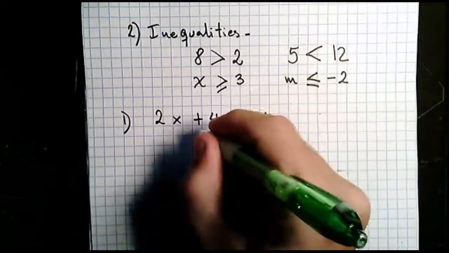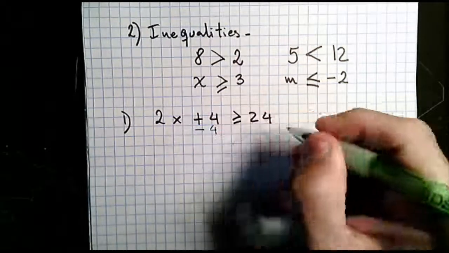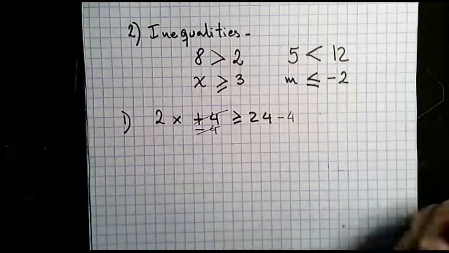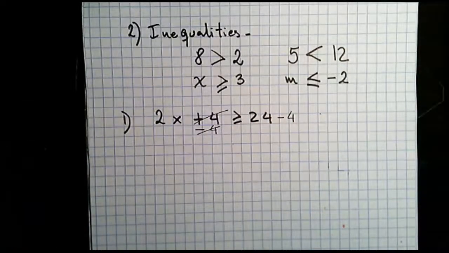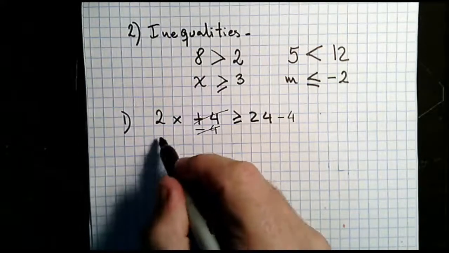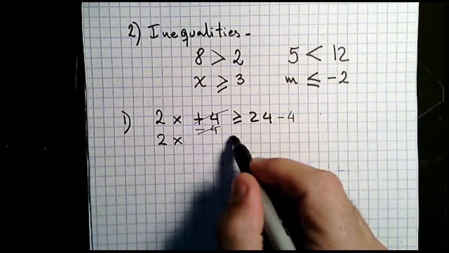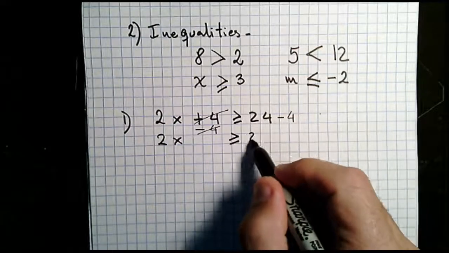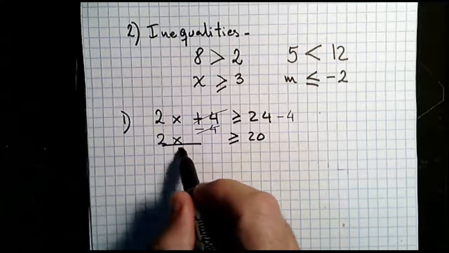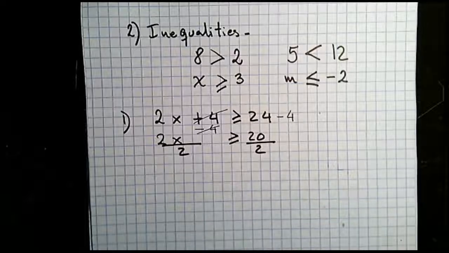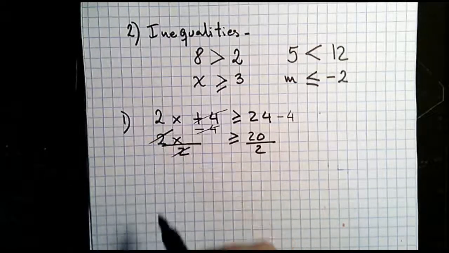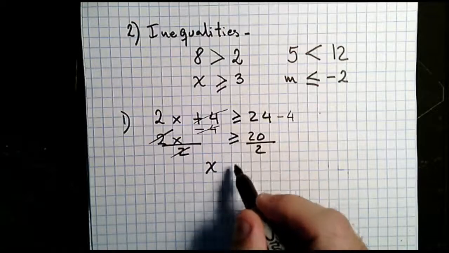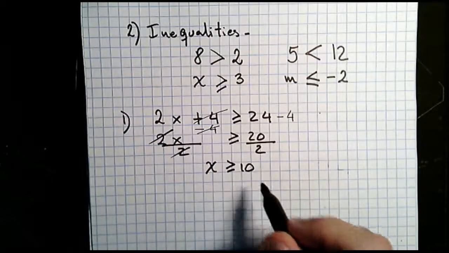So I will subtract both sides by 4. Then positive 4 and negative 4 cancel out. Then we will have 2x still greater or equal than 24 minus 4, which is 20. So I am going to divide by 2. Simplifying, it is going to be x greater or equal than 10.